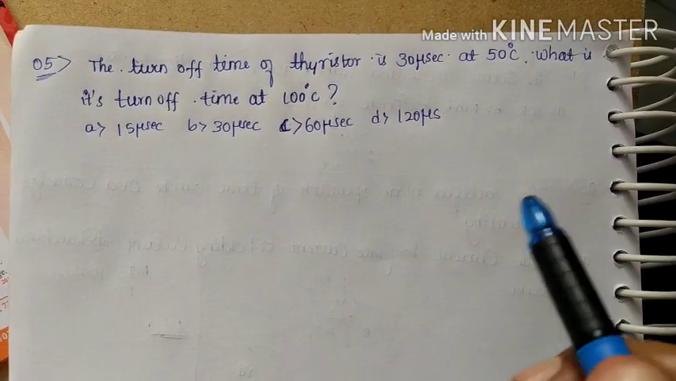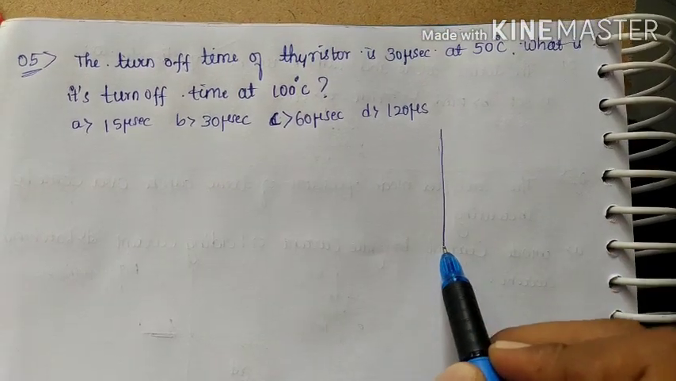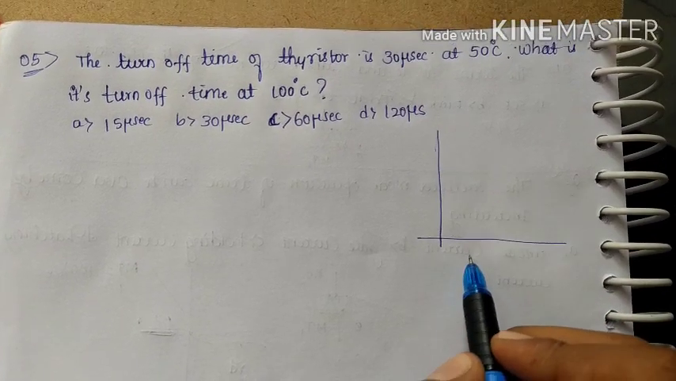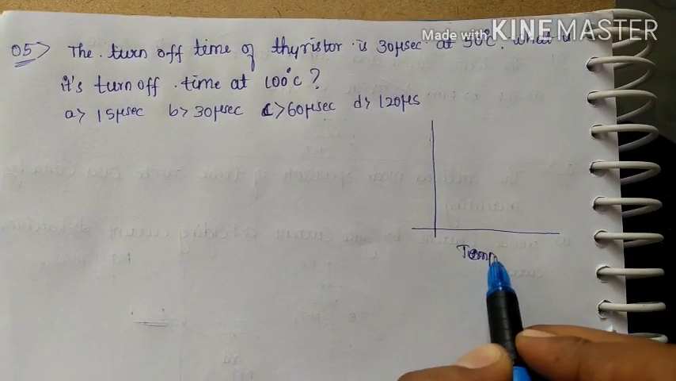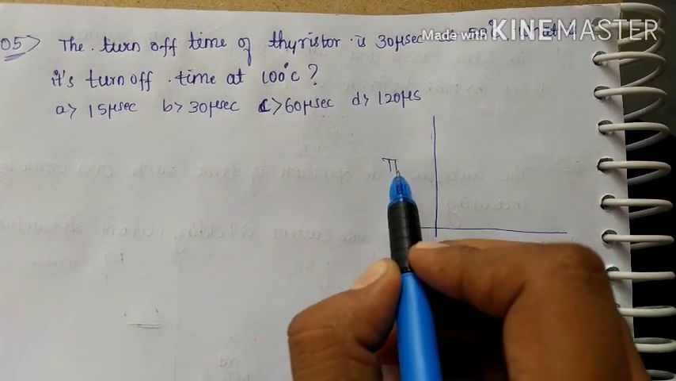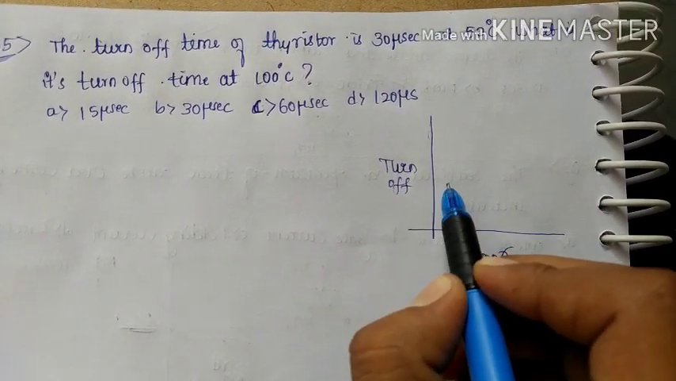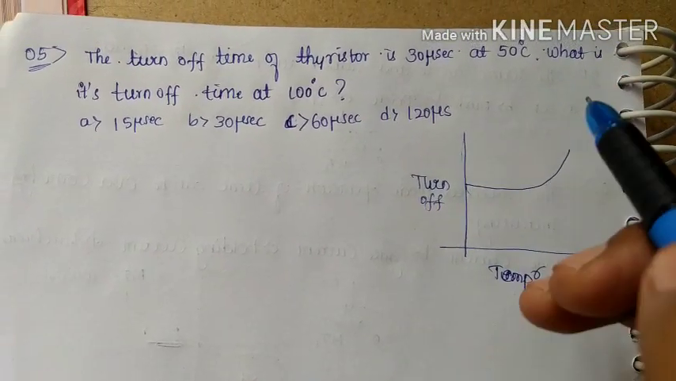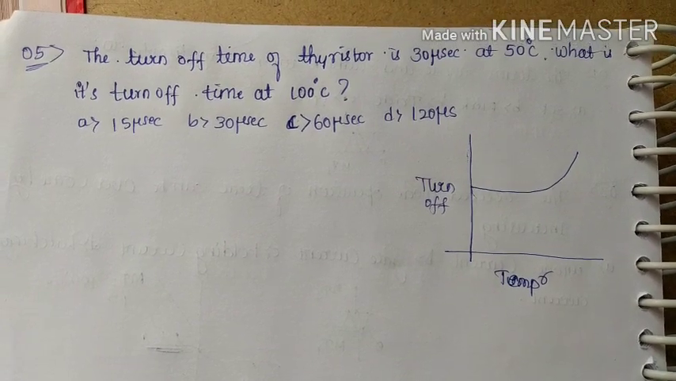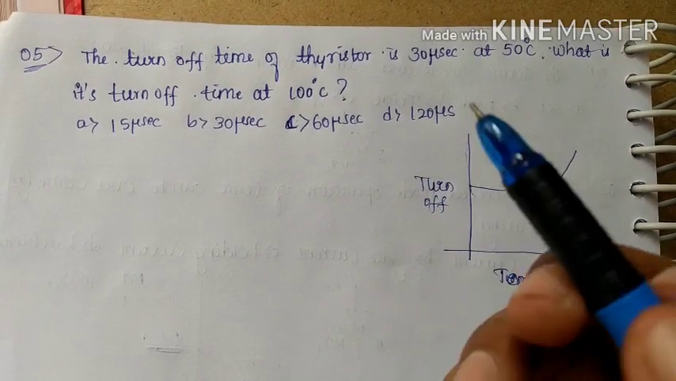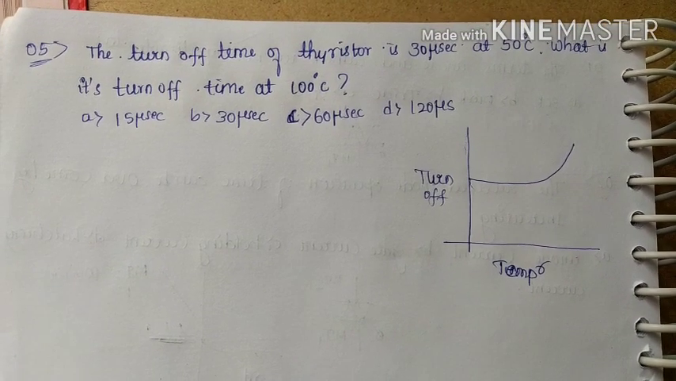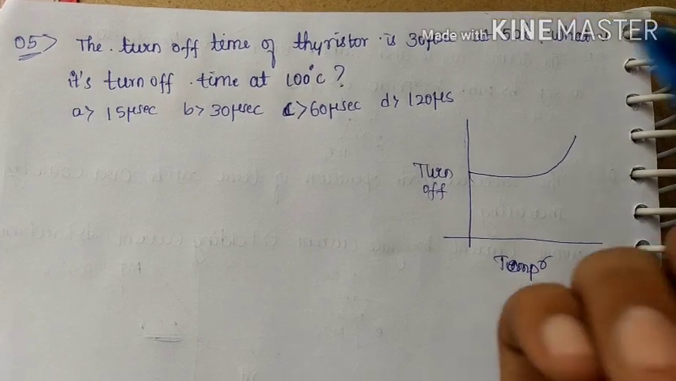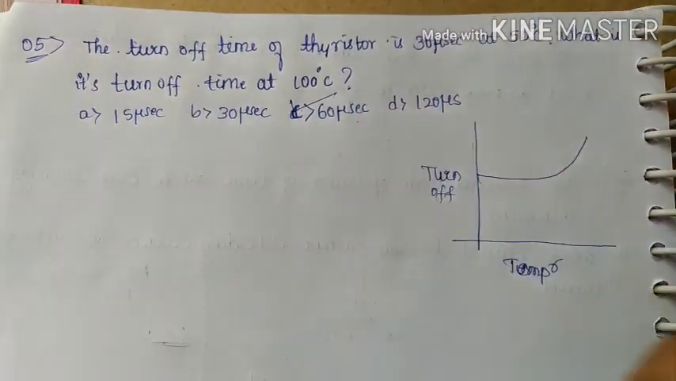120 microsecond. So we know that as temperature increases, the turn off time also increases, but it is not linearly increasing. So here is the temperature, and here is the turn off time. Turn off time, it will increase like this. So it will be more than 30 microsecond, but not 120 microsecond. That is 4 times. It requires only 60 microsecond to turn off the thyristor at 100 degrees centigrade. So option C will be the answer.